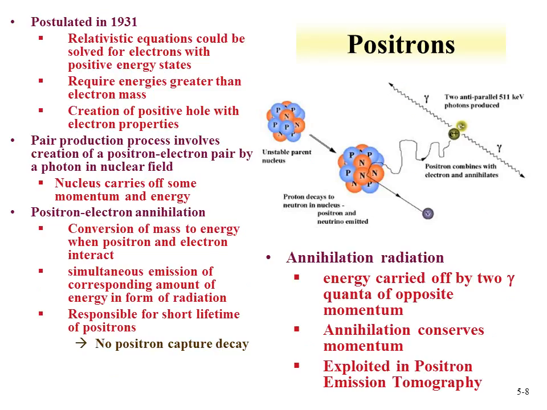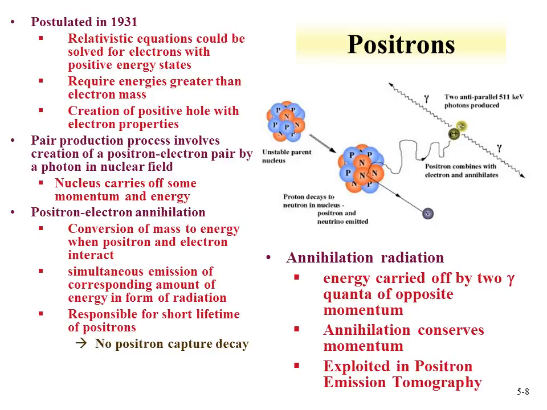The positron, which is emitted during positron decay, was actually postulated before it was seen. In 1931, relativistic equations could be solved for electrons with positive energy states, so basically the opposite of an electron. Also known is that pair production, in other words, the creation of a positron-electron pair, can be performed by a photon in a nuclear field. This is one way photons interact with matter. If you have a high enough photon energy, well above 1 MeV, you can actually create an electron-positron pair.